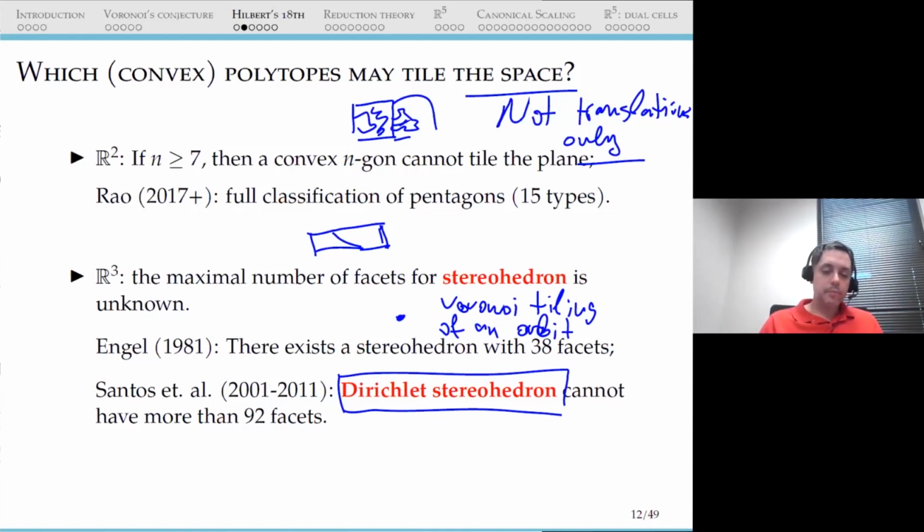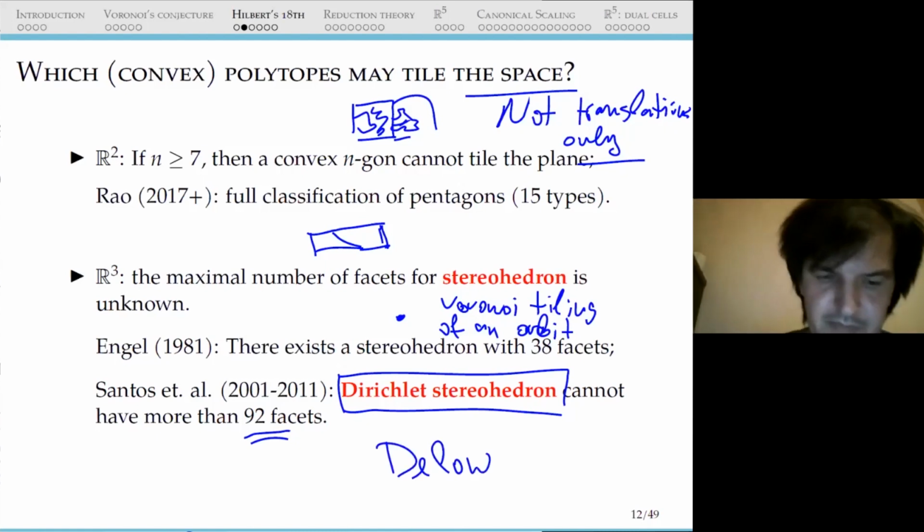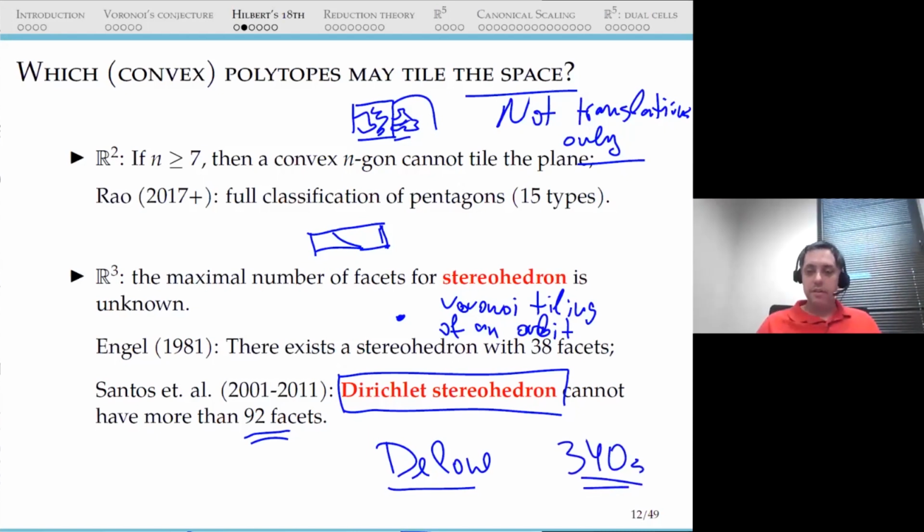And the best known upper bound for the number of facets is due to Paco Santos with co-authors, and it's 92 facets. There is a series of 4 papers related to different types of crystallographic groups. So 92 is an upper bound, but what is in between is unknown. Actually, the first bound was found by Delaunay in the 60s, I think, and that was about 340 for the number of facets. So from 340 to 92 is a good improvement, but still there is a gap between 38 and 92. Even for that case, it is unknown whether we can find any polytope with more than 38 facets that can tile three-dimensional space.